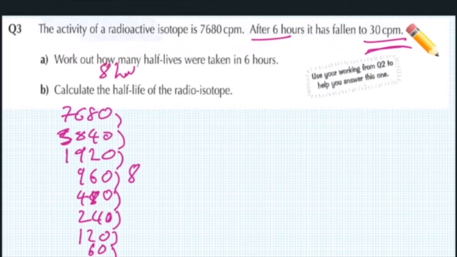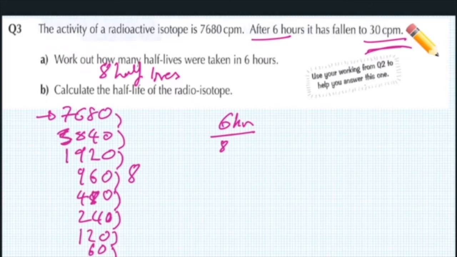So we've got 8 half-lives have passed because we've had to divide the original number by 2 8 times. Okay, calculate the half-life of the radioisotope. Well, if it's taken 6 hours, okay, and we've got 8 half-lives, so one half-life is going to be 6 divided by 8.